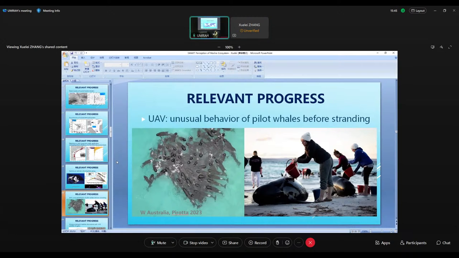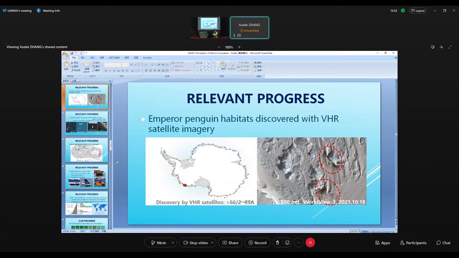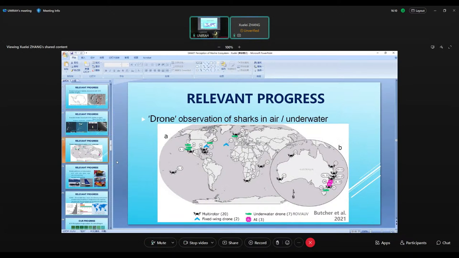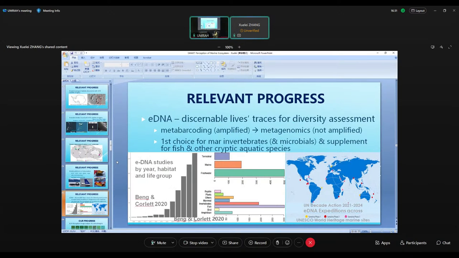And also the eDNA method is a new but very prominent approach and tool to study the tree of life in the ecosystem. It has been shown to be very prominent for the future in aquatic systems, effective for invertebrates, fish, and other cryptic aquatic species. And recently, UN Decade has endorsed a three-year action for UN eDNA expeditions across the UNESCO heritage marine sites.